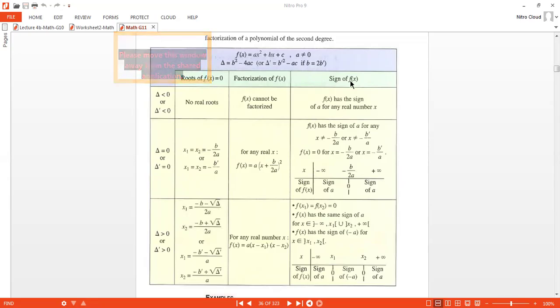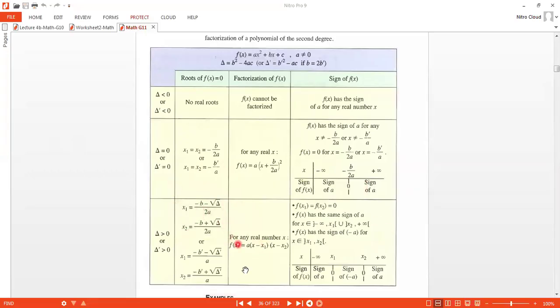Then what's the sign of this equation? It takes the sign of a. If a is positive, then it will be positive for any real number. If it's negative, then it will be negative for any real number. And what if I have only one double root? Then I will have only one root in the middle, but both signs will be the same as the sign of a. If a is positive, then we have positive, positive. If a is negative, then we have negative, negative here, okay?